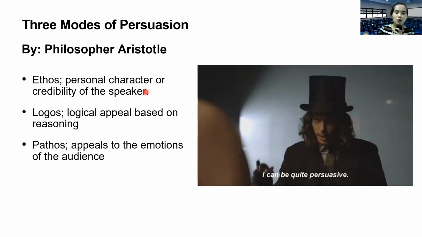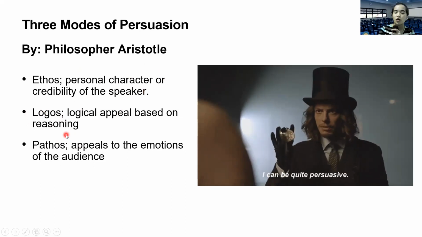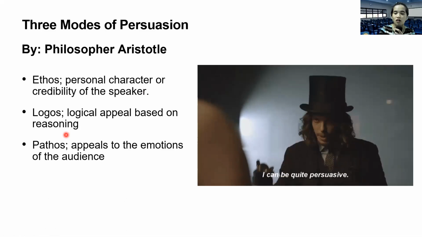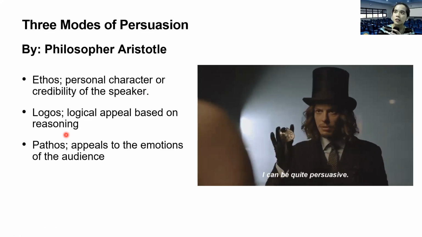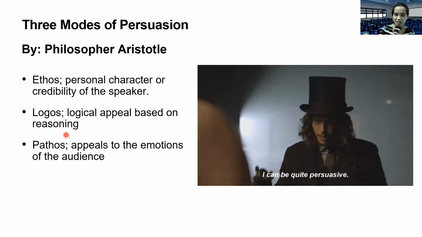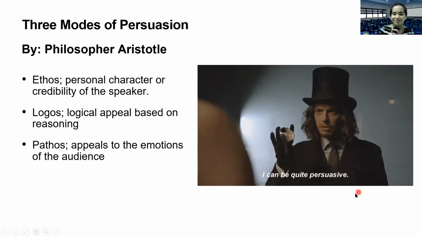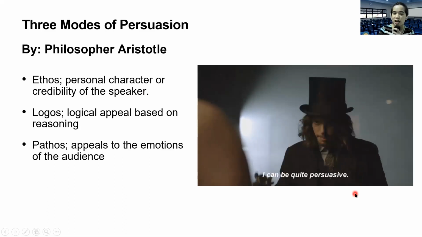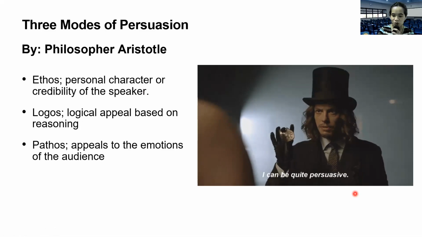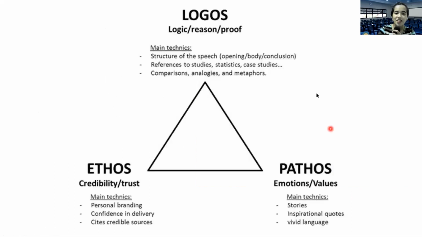And we also have pathos. It appeals to the emotions of the audience, so it's how the speaker connects to the audience. According to that animation you have there, it can be quite persuasive. Then we have here the summary of the three modes of persuasion by Aristotle.